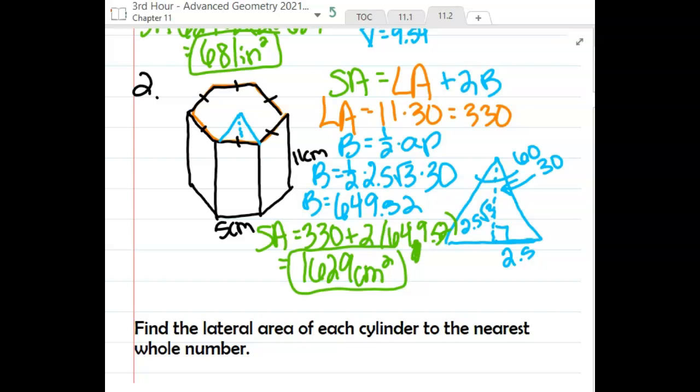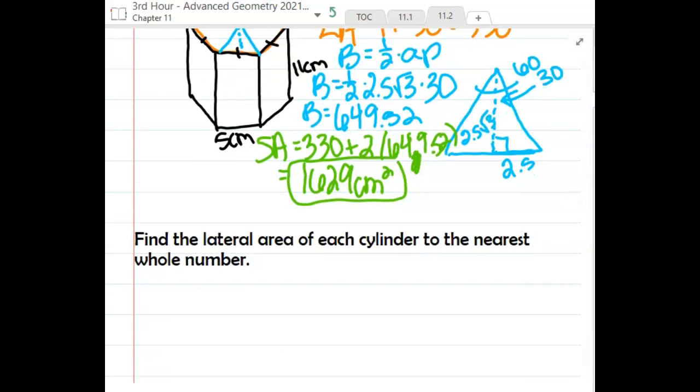Okay, the prisms are much more challenging than the cylinders. Because the prisms, like we've seen, depend on what shape the base is. Okay? For a cylinder, all of the bases are circles, so it makes it much easier.